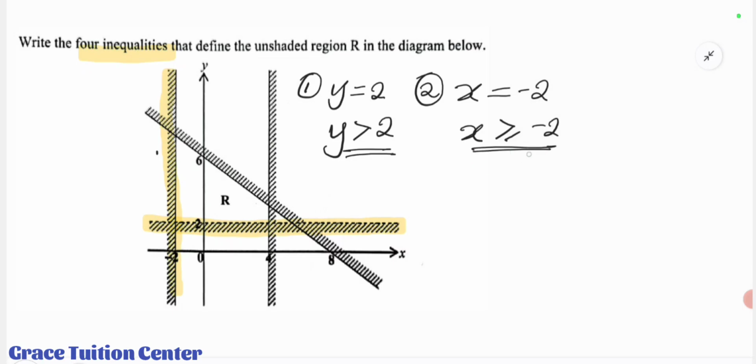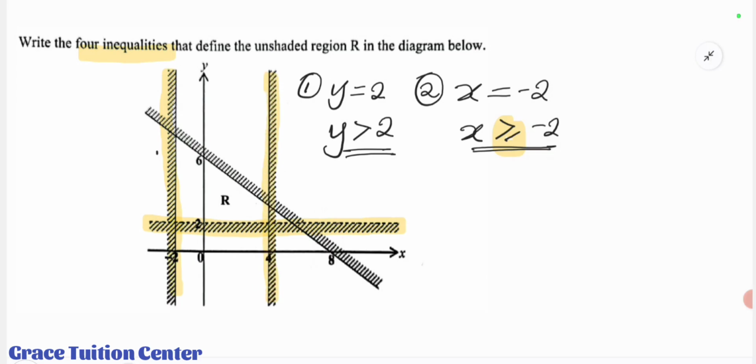Now, why am I putting equal to here, greater or equal to? I'm putting greater or equal to here because my line here is not dotted. If my line was dotted, I would have just put greater than. Okay? If this is okay, we proceed to the next line. Which line are we going to pick now? So, we go for this one.